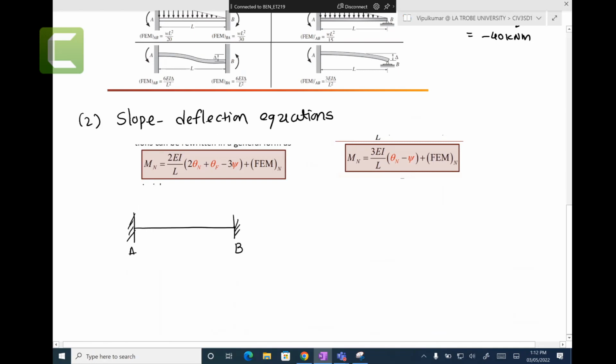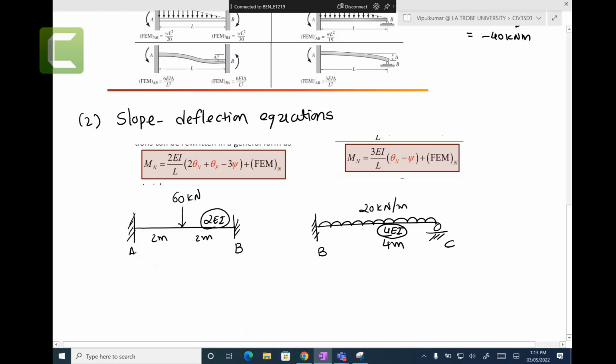A, B, 60 kilonewtons, 2 meters, 2 meters. B, C, UDL load of 20 kilonewton per meter. Two cases are given here, and that has a length of 4 meters. Let me put this 4 EI, by the way, and that will have a 2 EI. That is the flexural rigidity that is given in the questions.